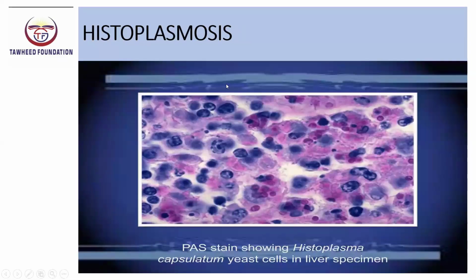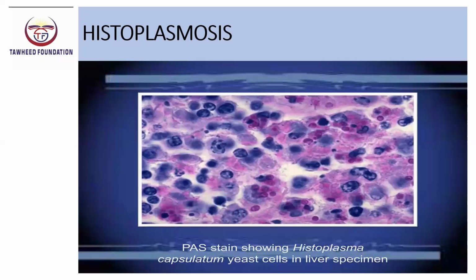Histoplasmosis. Histoplasma capsulatum causes histoplasmosis. H. capsulatum is a dimorphic fungus that exists as a mold in soil and as a yeast in tissue. It forms two types of asexual spores. First is tuberculate macroconidia, second is microconidia.